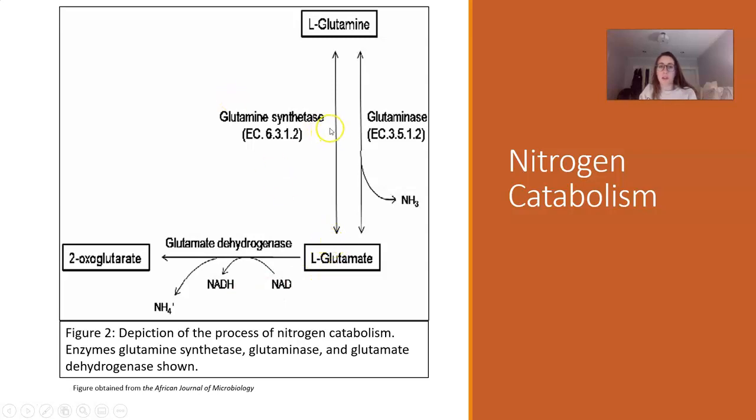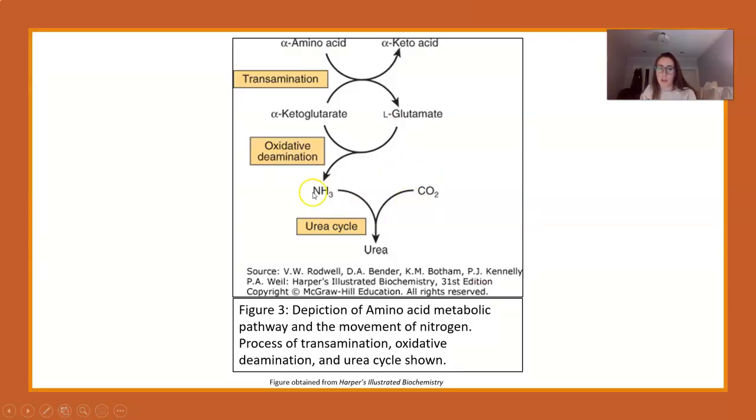The next step would be glutamine synthetase, and that transforms glutamate into glutamine. This is important because the body can't metabolize ammonia in its pure form because it's toxic to the body. The next step is glutaminase. That's an enzyme that reconverts the glutamine that was formed from glutamine synthetase back into glutamate, and this forms the free ammonia, which then can go into the urea cycle. So again, this takes place in the liver.